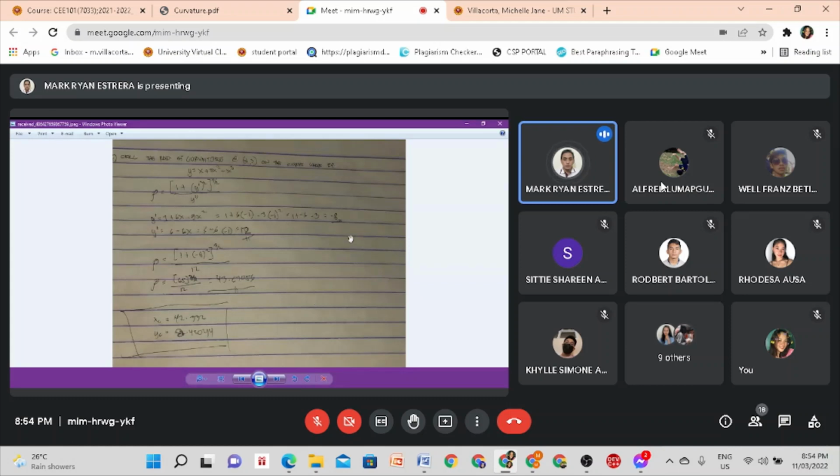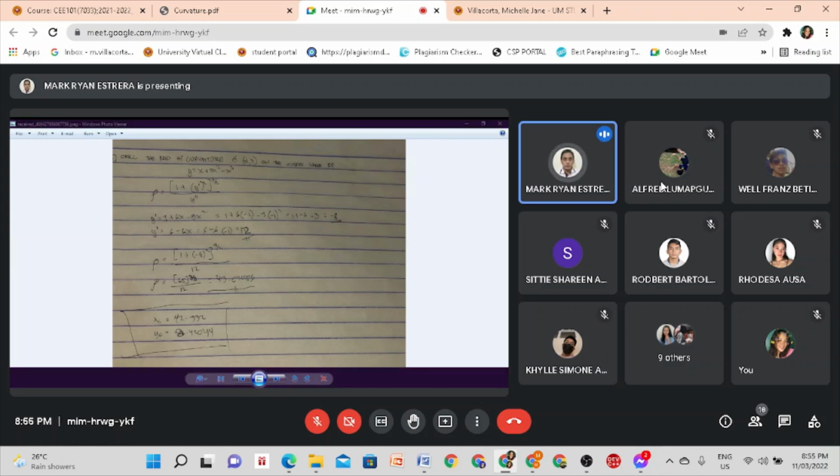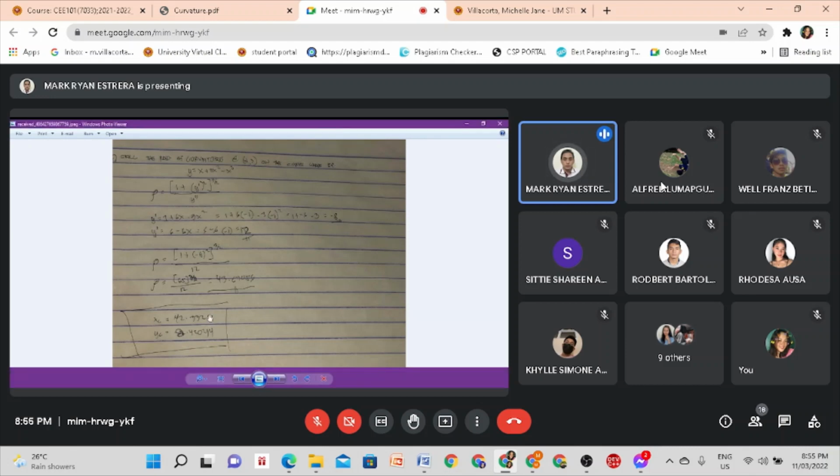Then I substituted that negative 82 theta into the equation for finding the center of curvature. The xc is xo minus the radius of curvature times sine of theta, and yc is yo plus the radius of curvature times cosine theta. Thus I got 42.332 for xc, and for yc it is 8.42044.